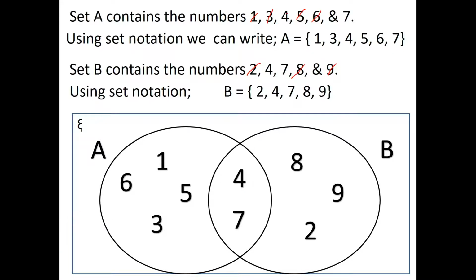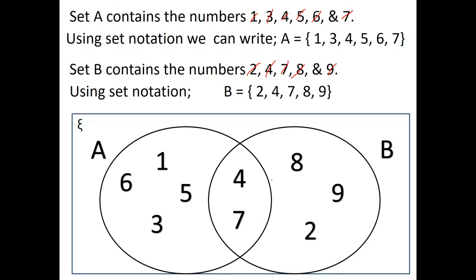And I can say, well, I've got 4 and I've got 7, because if I just look at the A circle, A has got 4 and 7 inside that A circle there, and also I've got 4 and 7 inside the B circle. So if I just focus on the B circle, 4 and 7 are in there. So that is now a completed Venn diagram.